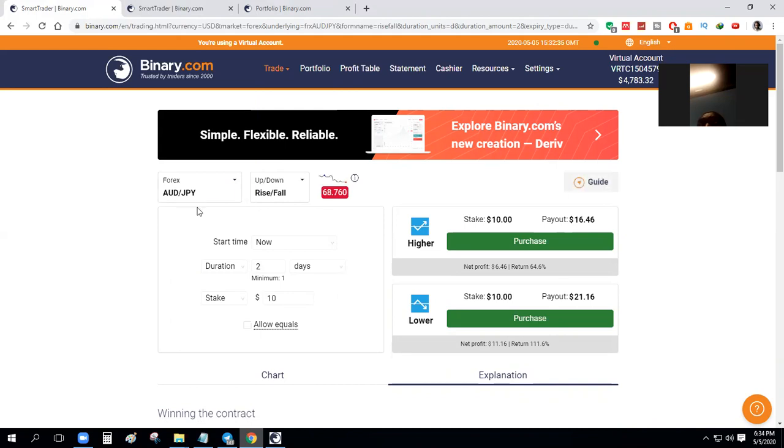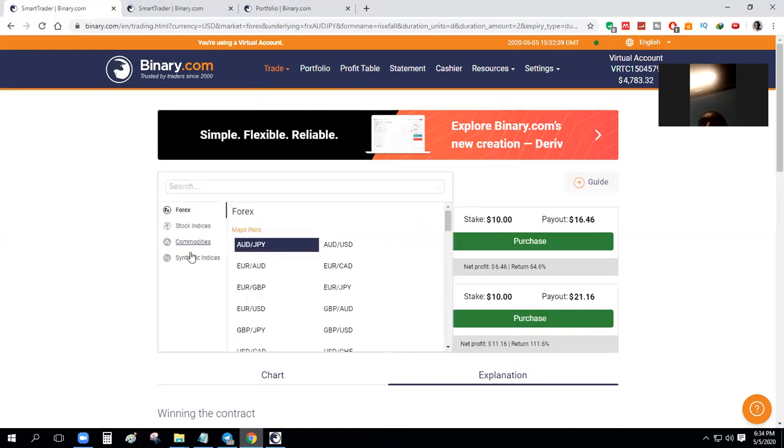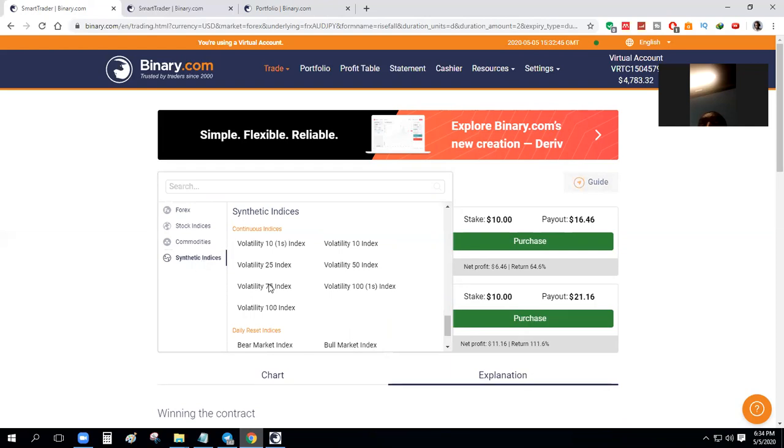Now, we are not trading currency pairs. We are trading volatility indices. So you need to switch from there. Volatility indices are found under synthetic indices here. They are listed here.